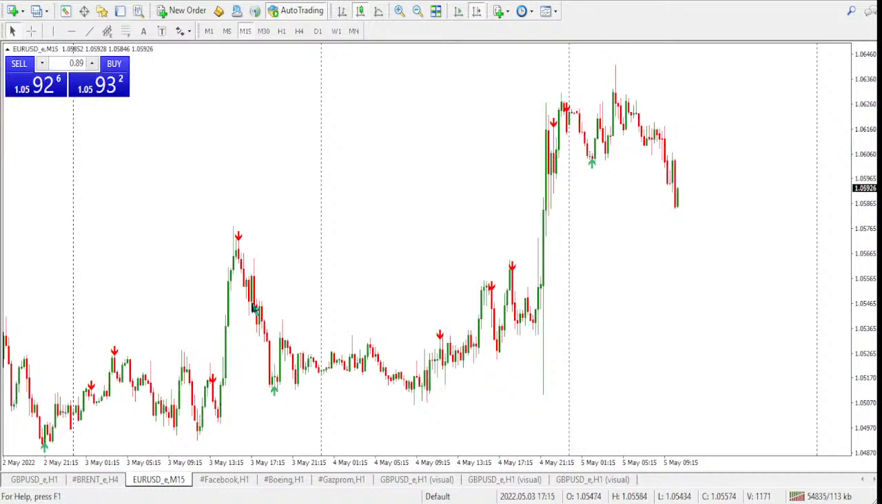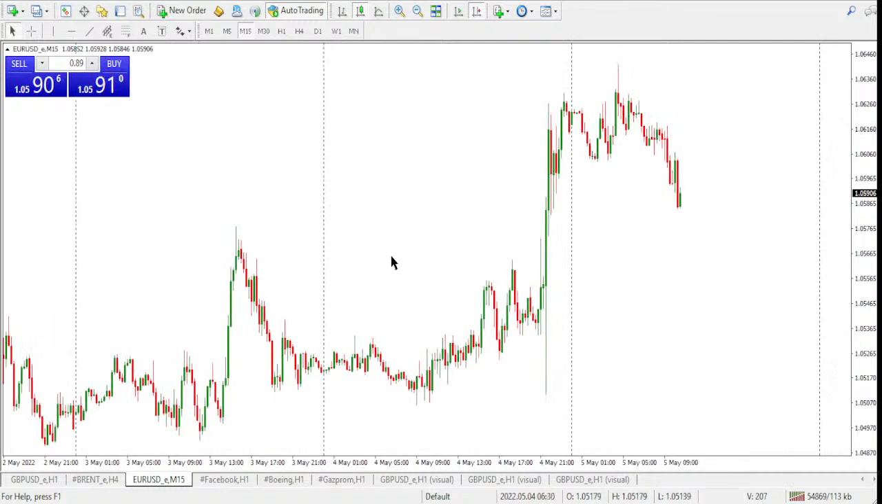The arrows you're seeing are the stochastic indicator. We also don't use them. We don't need them here, so I'll have them removed. So this is what we are looking at currently.